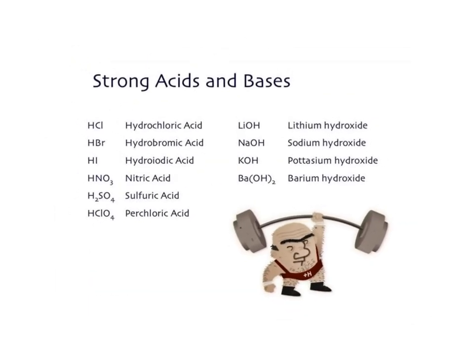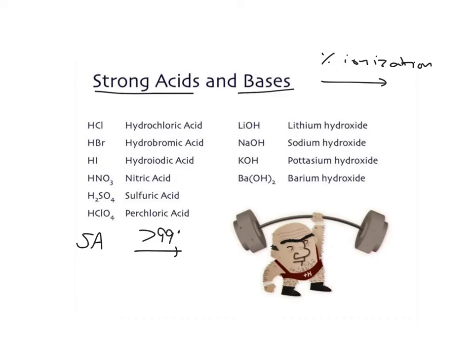We learned about strong acids and strong bases in Chem 20. Remember, when we talk about strong acids and strong bases, we're talking about the percent ionization, or how much they actually react. A strong acid is something that ionizes greater than 99%. Strong bases are things that ionize greater than 99%. And that's where we spent most of our time in Chem 20.